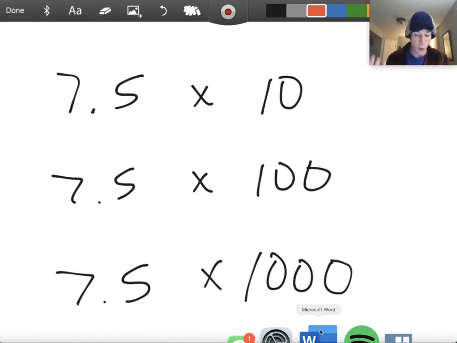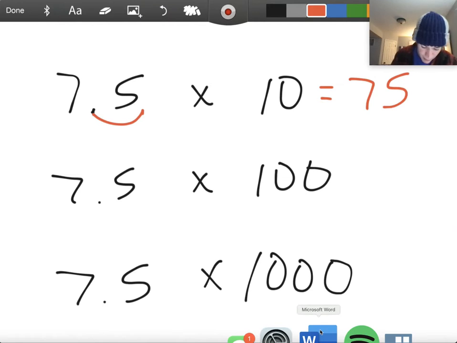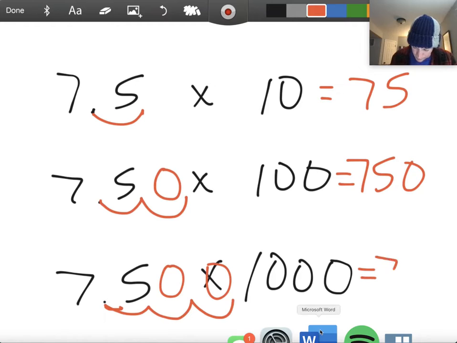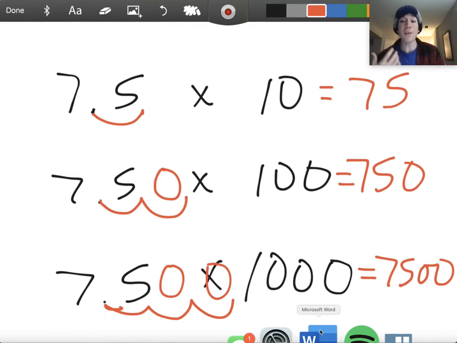Now, the same idea works if you have decimals. Notice we already have decimals in each of these. For the first one, I'd move it over once, so this would give me 75. Multiplying by 100 is the same thing as multiplying by 10 twice, so I'll move it over twice. I get 750. And multiplying by 1,000 is the same as multiplying by 10 three times, so that's going to be 7,500. It makes it really quick to multiply by tens, hundreds, and thousands.